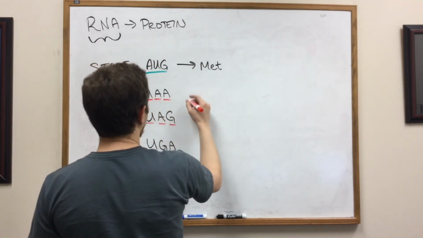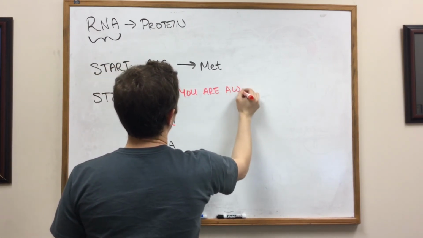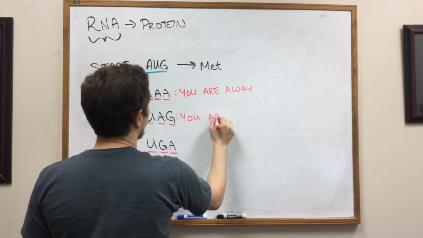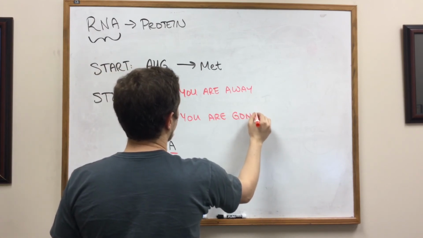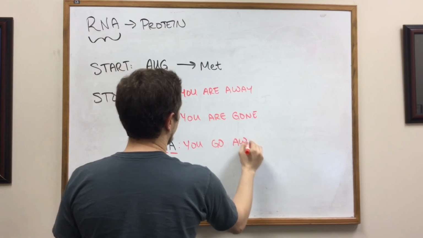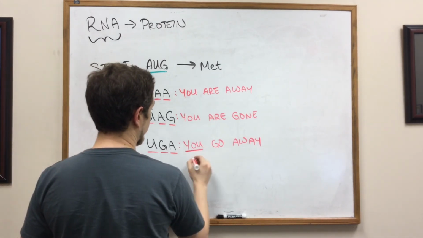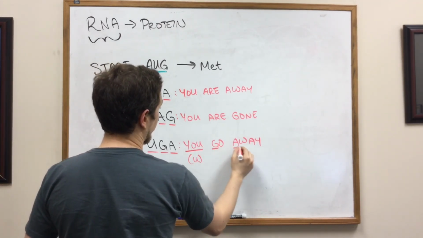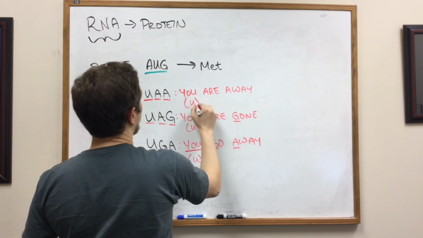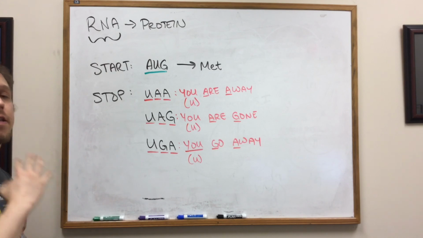So UAA stands for you are away. UAG stands for you are gone. And then UGA stands for you go away. Okay? So, you, i.e. you, go away. You are gone. And you are away. So, these are easy ways to memorize these 4 codons.